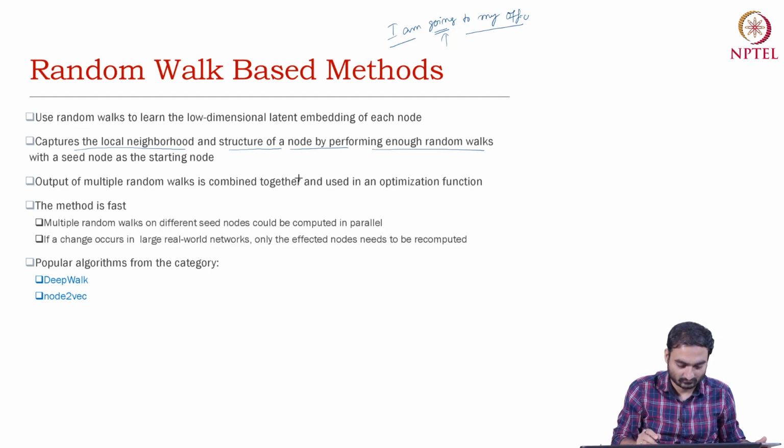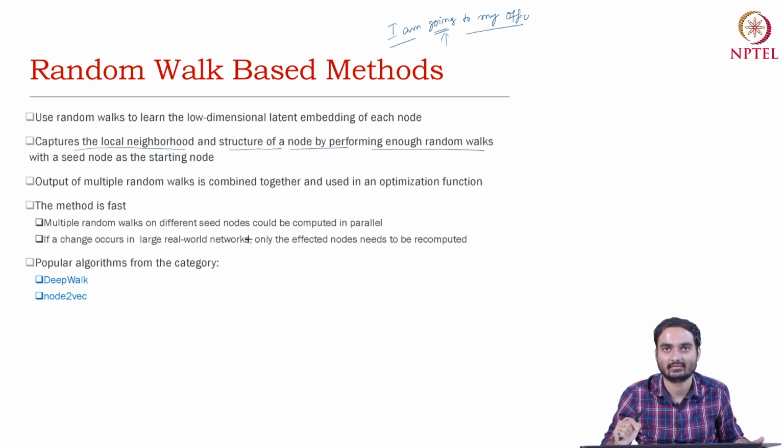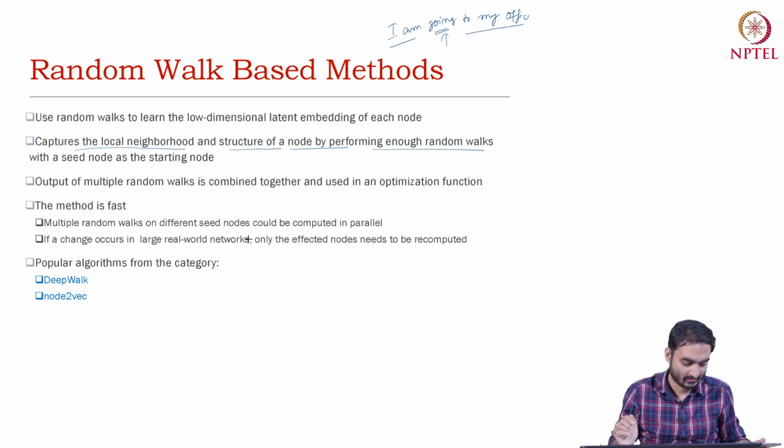And why are these methods useful? Because these methods are fast, since you can run random walks from multiple nodes simultaneously. If a change occurs in a large network, that only affects those nodes around which the change has happened.